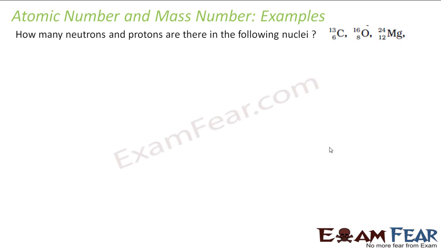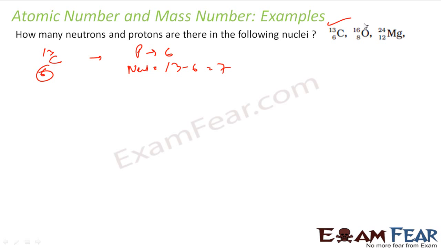How many neutrons and protons are there in this nuclei? Carbon, if you see, 6, 13. So I have to find neutrons and protons. Proton is nothing but my atomic number, so my proton here will be 6. And neutron is my mass number minus my atomic number, that is 13 minus 6, that is 7.